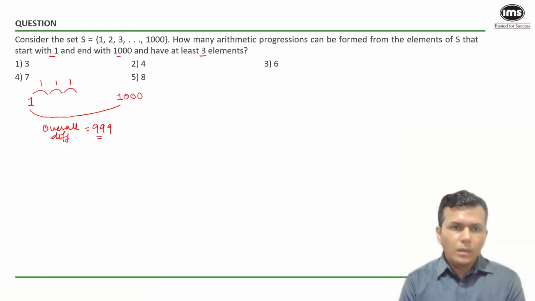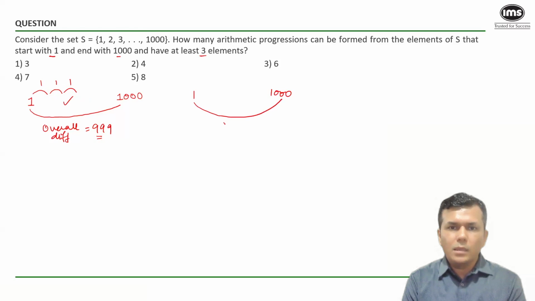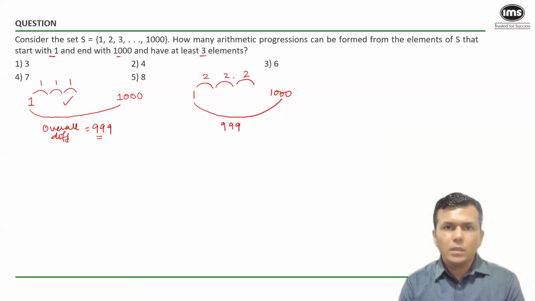So this is possible. Similarly, if I ask you, is it possible for us to create an arithmetic progression with a common difference of 2? For example, this is 1, this is 1000, first and last term. The overall difference once again is 999. Now, is it possible for us to create an AP with a difference of 2? Obviously, it is not possible because the overall difference of 999 you will not be able to equally divide as differences of 2, right? So this AP with a common difference of 2 is not possible.